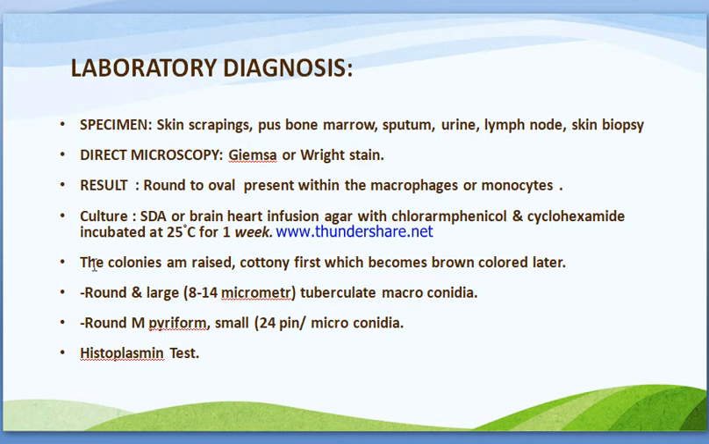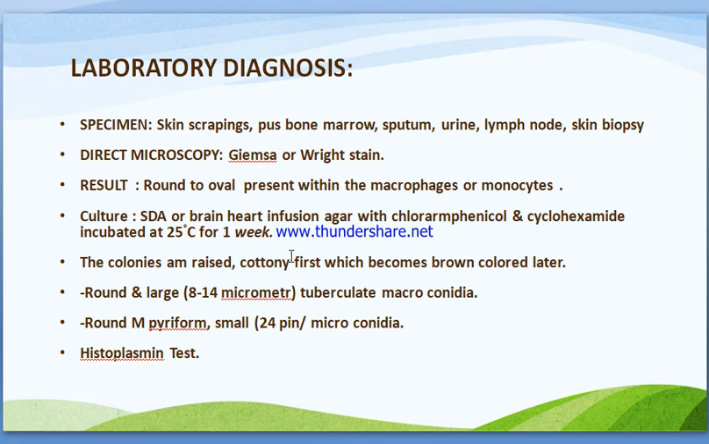Then the culture. The above specimen is inoculated in Sabouraud dextrose agar (SDA) or brain heart infusion agar (BHI) with chloramphenicol as well as cycloheximide and incubated at 25 degrees Celsius for 1 week. Why do we add chloramphenicol and cycloheximide? Bacteria with a 24 hour incubation easily contaminate these fungal plates. For inhibition of bacterial growth, these two antibiotics are added in the agar medium. There is slow growth. The colonies are cottony at first and become brown later.